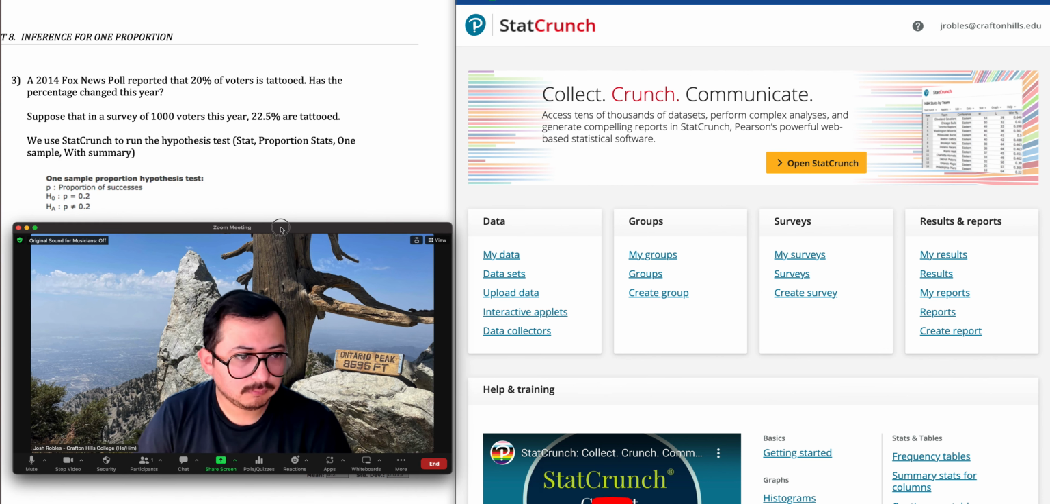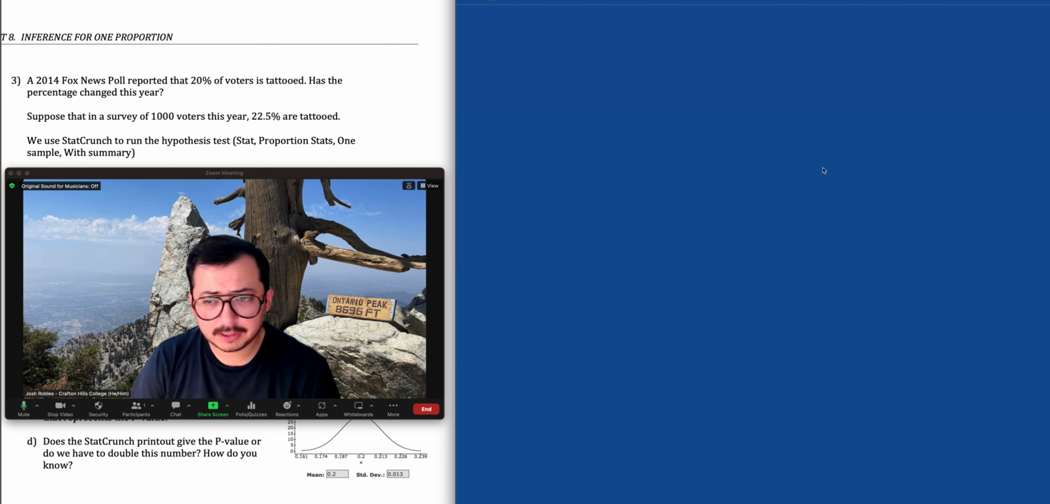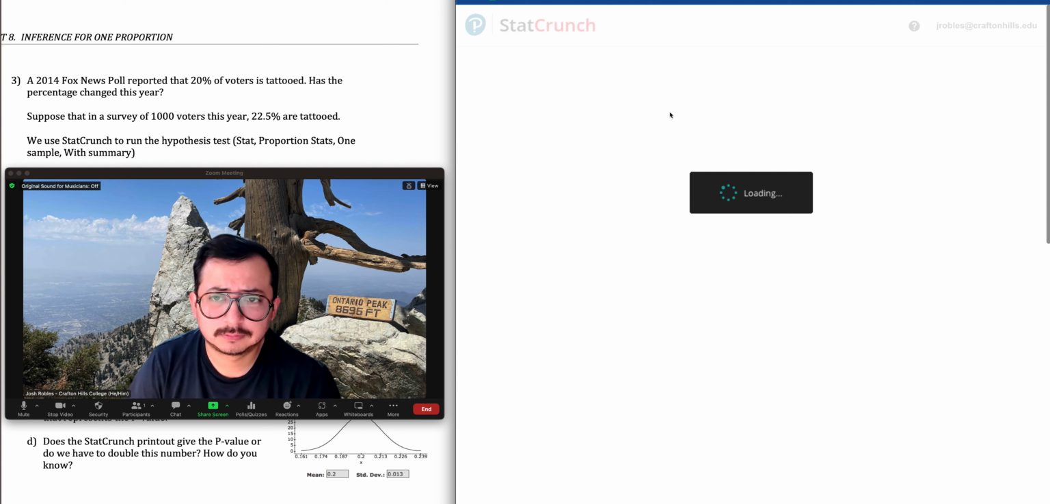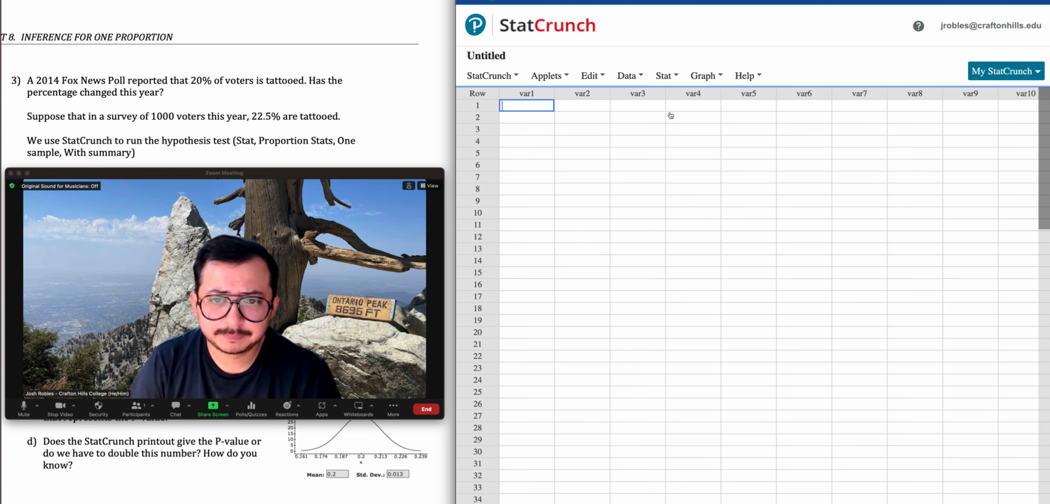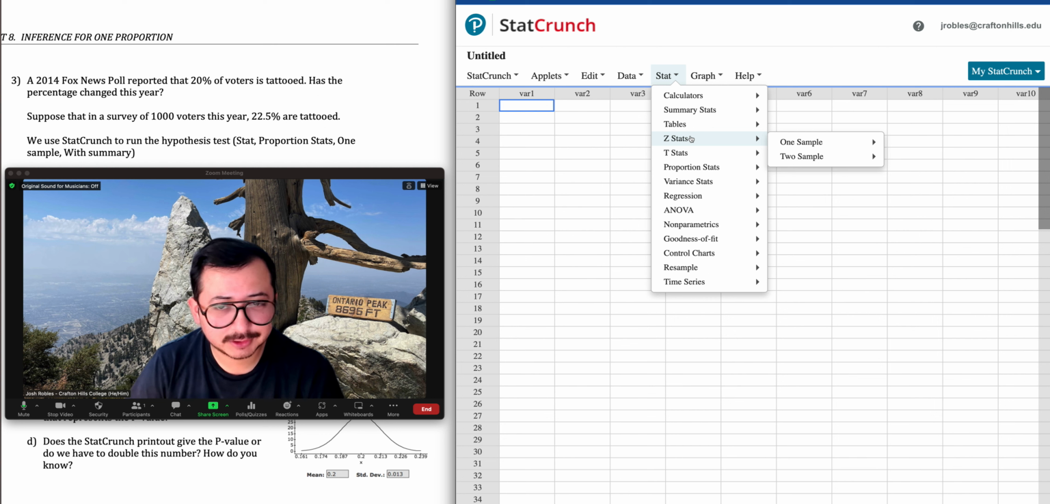So just want to make sure. We're going to do that on our own now. So I have StatCrunch open here. And so it says we go to Stat. Proportions, that's what we're studying right now. Z-stats is unfortunately, we're using z-scores for these, but this z is a little different.